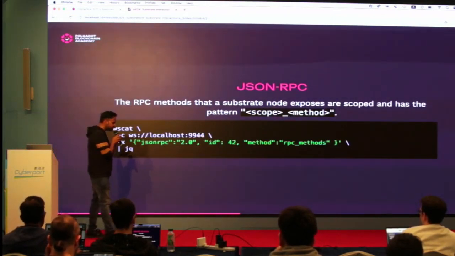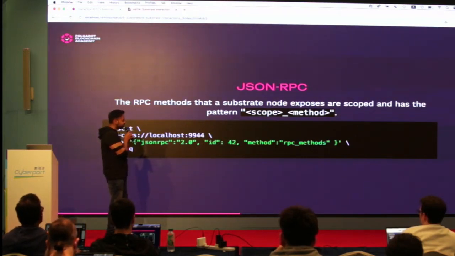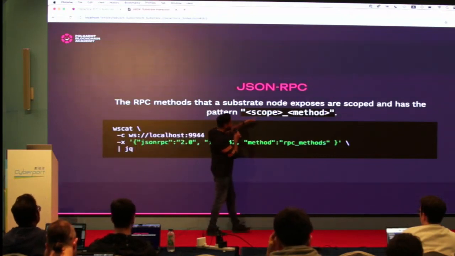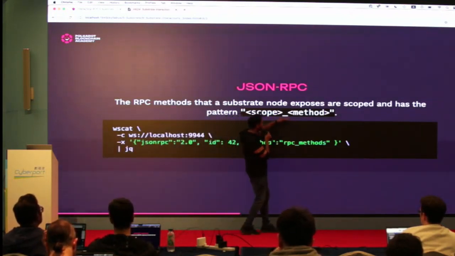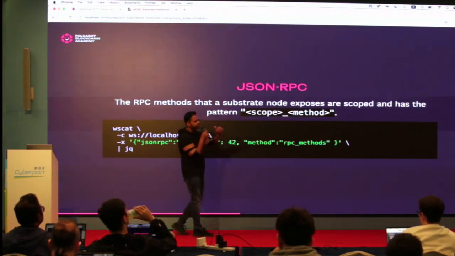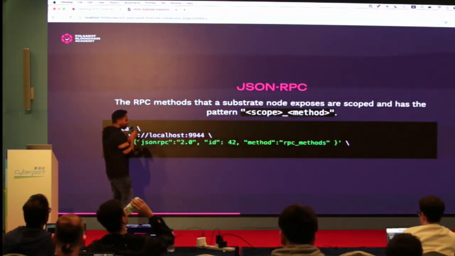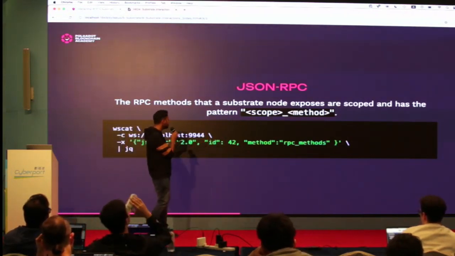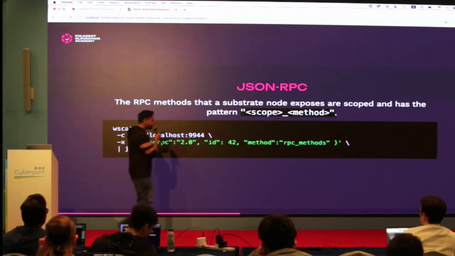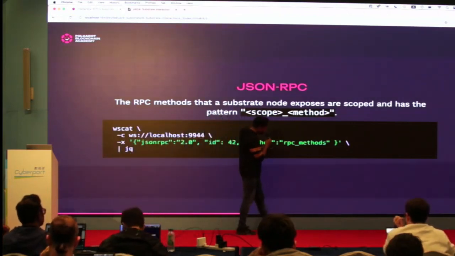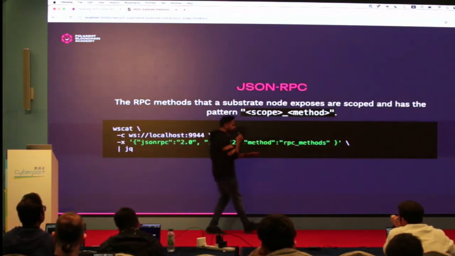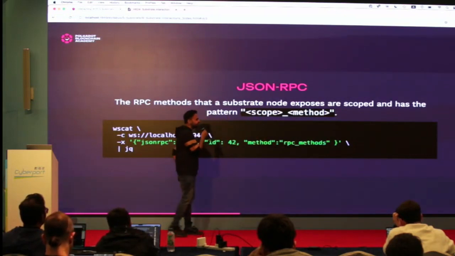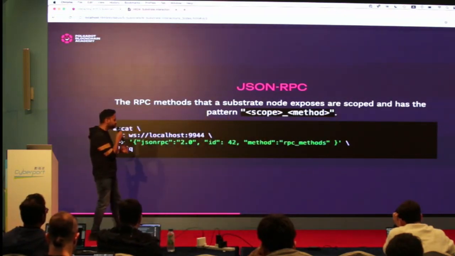So the RPC methods any substrate node exposes follow a pattern: scope and method. Scope is how you categorize what the function is for. We'll see examples of scopes and the actual function names. One example: whenever you have to interact with the substrate chain, you can call this rpc_methods function, where RPC is the scope and methods tells you the list of methods that a substrate node exposes.